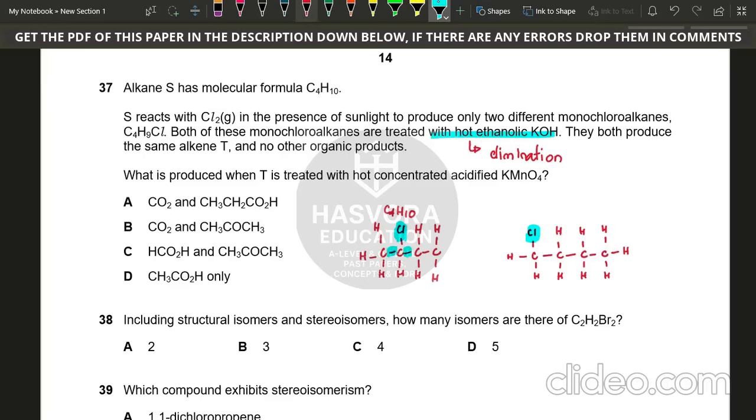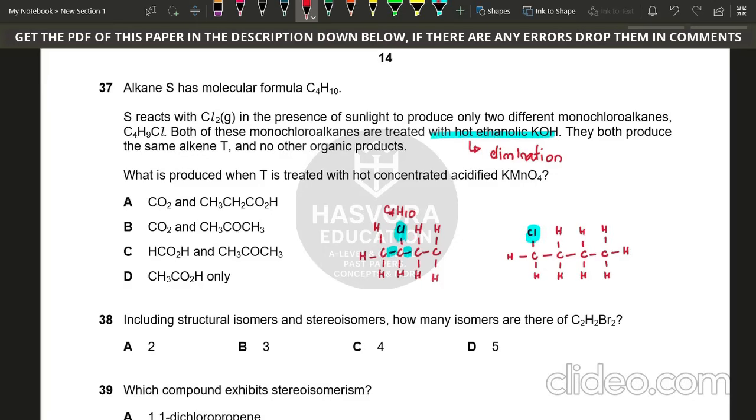First of all, let's see. They have told you that when T is produced, it is treated with hot concentrated acidified KMnO4. This means it will undergo the reaction in which, if there are two side chains on the carbon atom, it will form a ketone. If there is only hydrogen and no side chain, it will form carboxylic acid plus H2O, and if there is only one, it will form an acid.